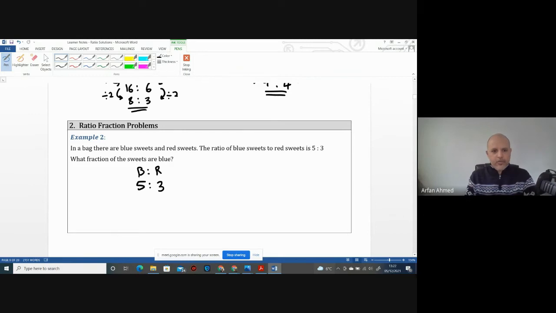What fraction of the sweets are blue? Well, this is blue right here, 5. And fraction, so you need the number of blue sweets out of the total. Well, the total is both of them together. So you've got 5 plus 3, which is 8 sweets in total. So it's 5 out of 8. That's got to be your answer. Yeah. Let's move on.